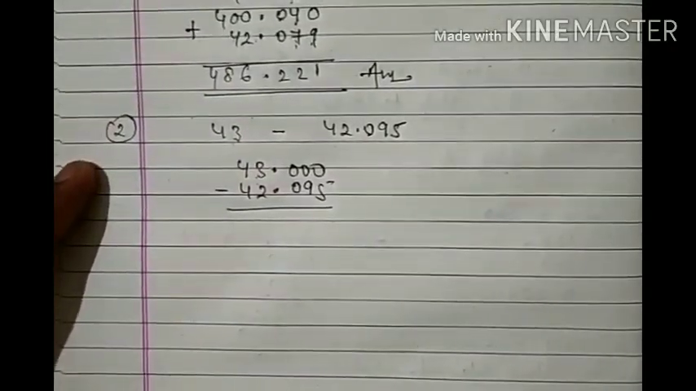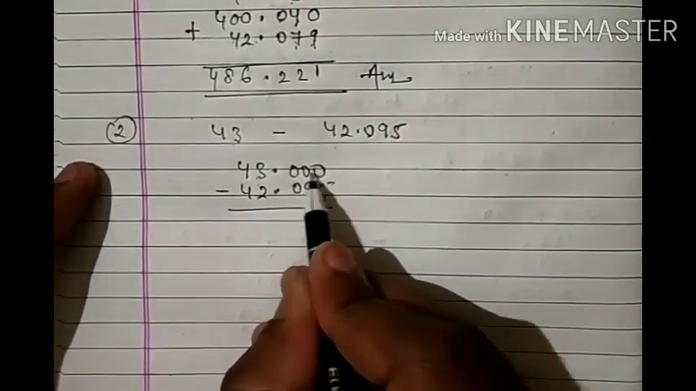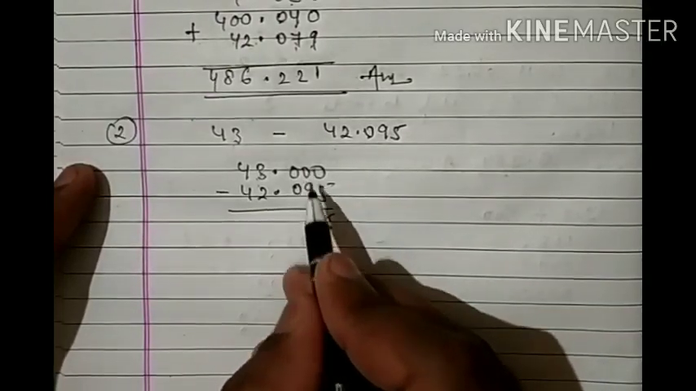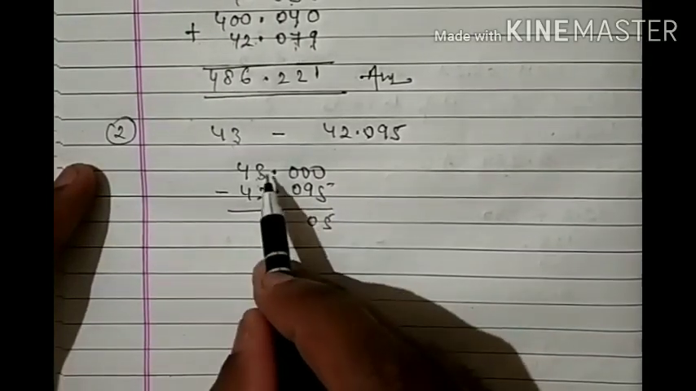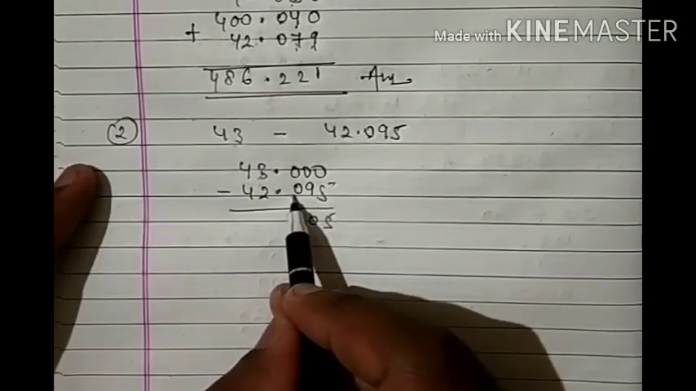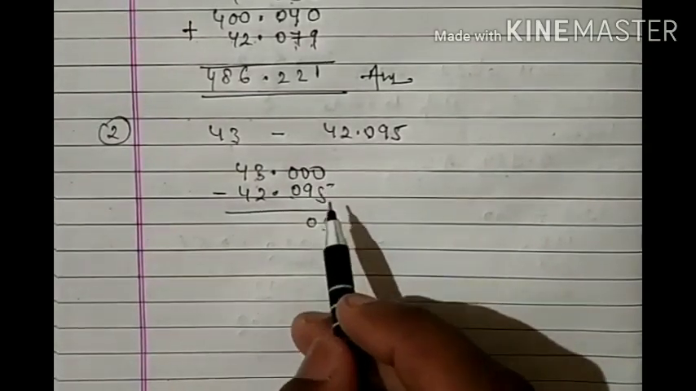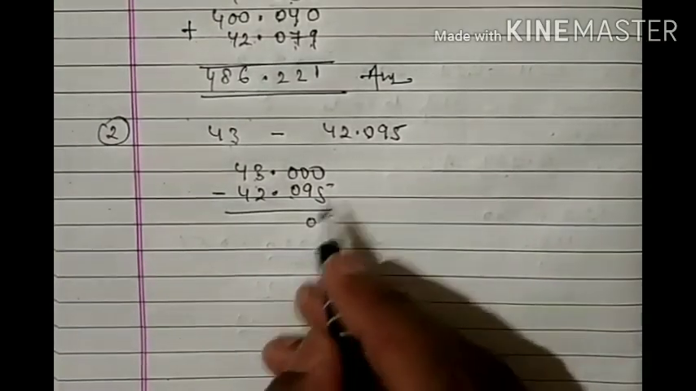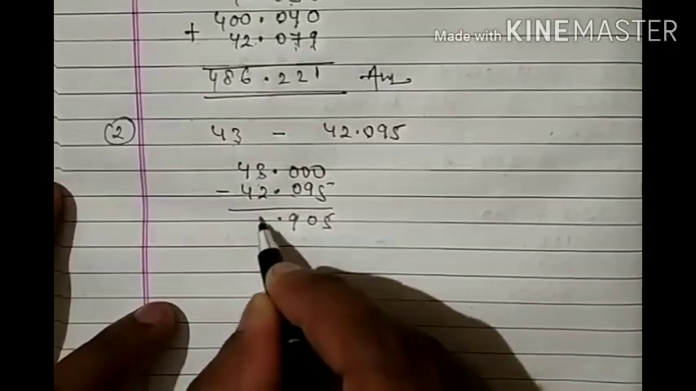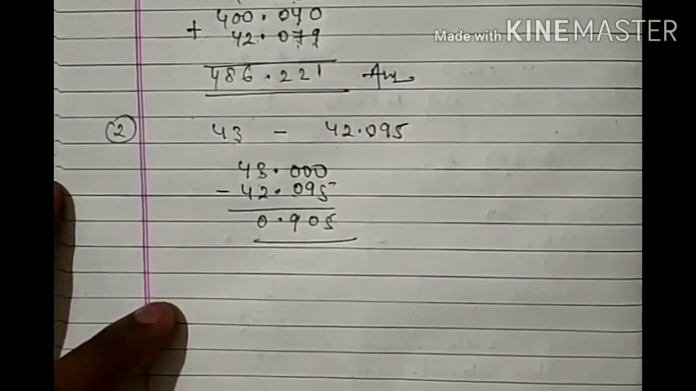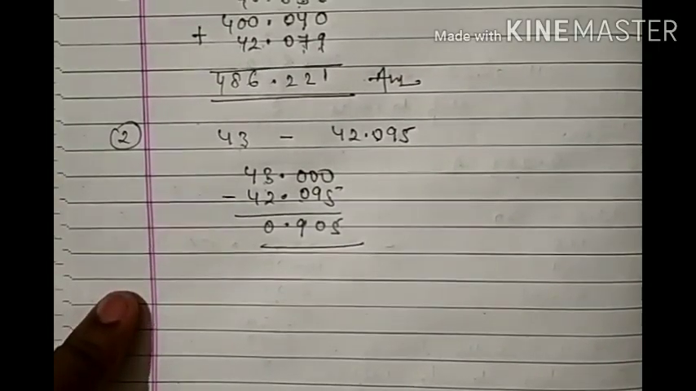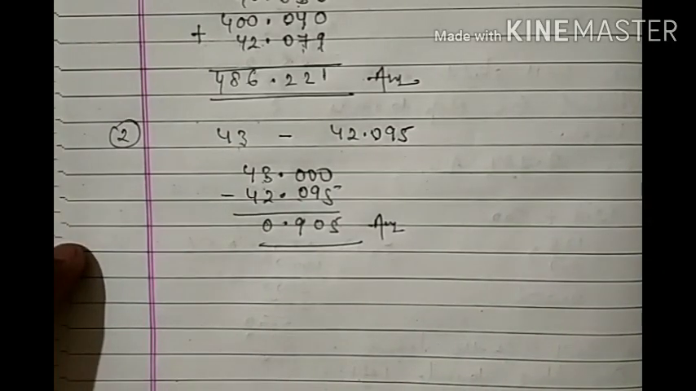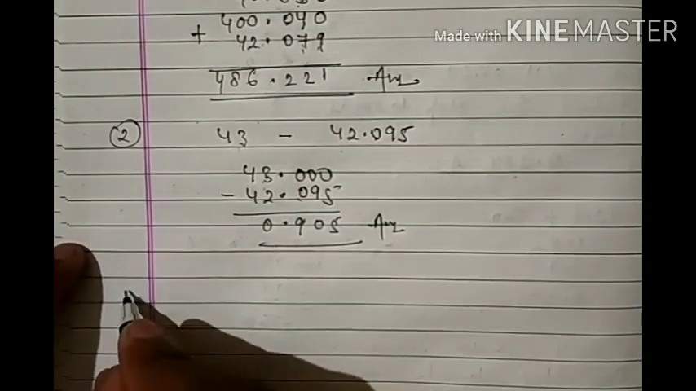Here we will put the symbol of subtraction. We will take a carry 1, 10 minus 5, 5, 9 minus 9, 0, 1 carry, 10, 10 minus 10, 1 given, that is 9 and 0, 0.905. So this is our required answer, 0.905. Let's move on to the next question.